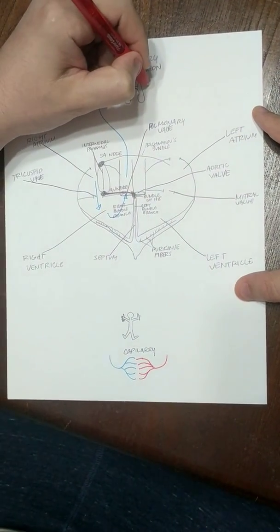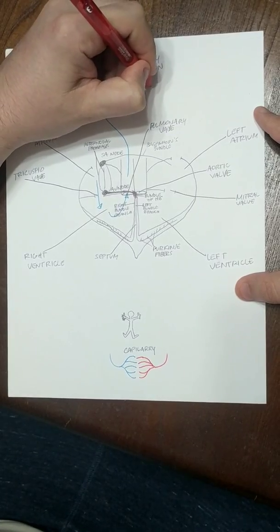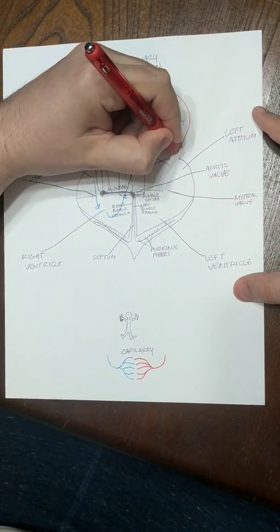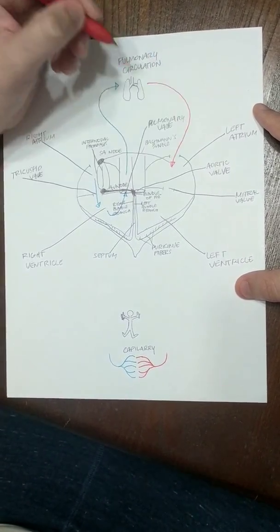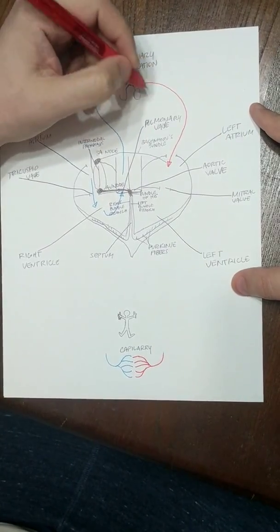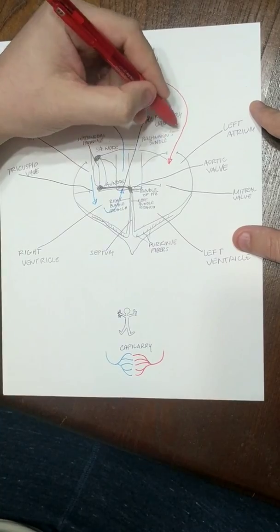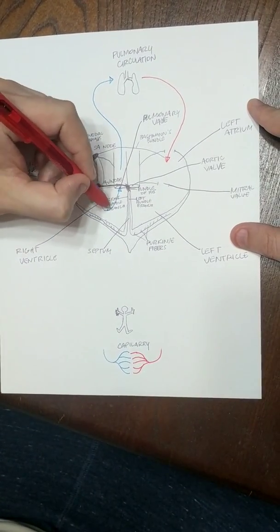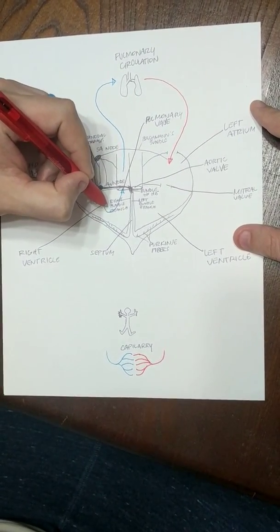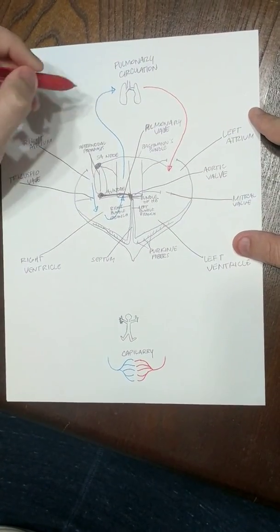So from your lungs, it's going to come back down into your left atrium. And to do that, it's following a pulmonary vein. Veins always flow toward your heart, arteries always flow away. So even though it's deoxygenated coming out of the right ventricle, it's actually flowing through an artery.